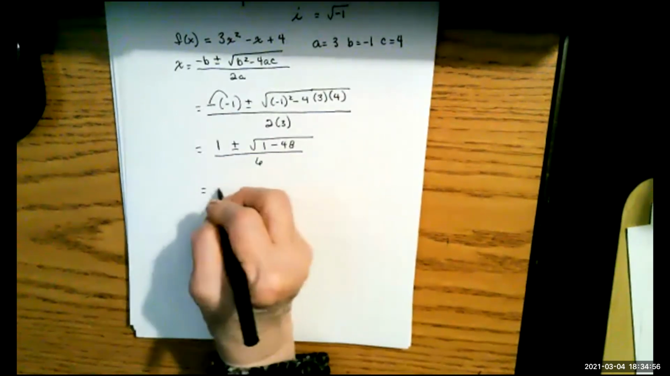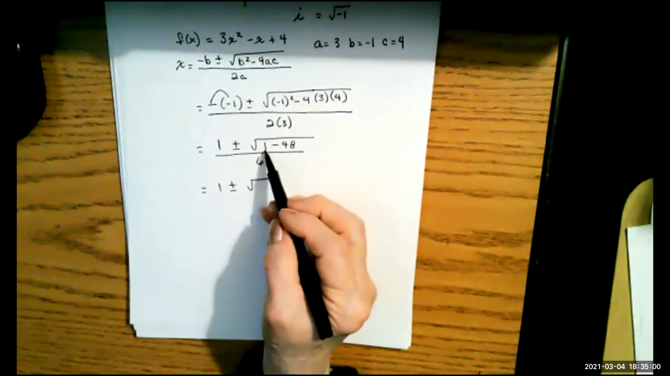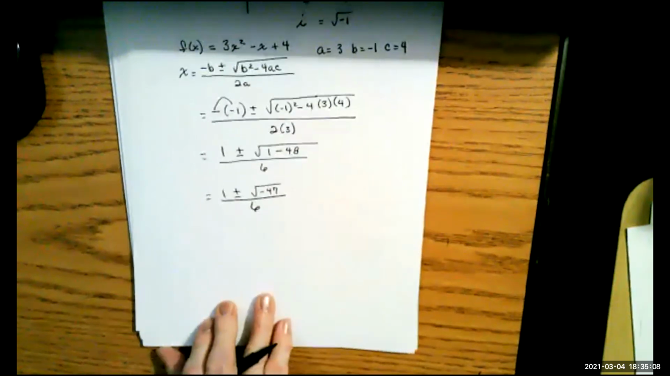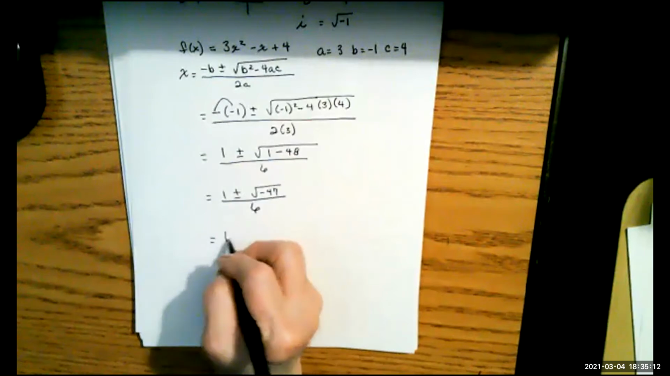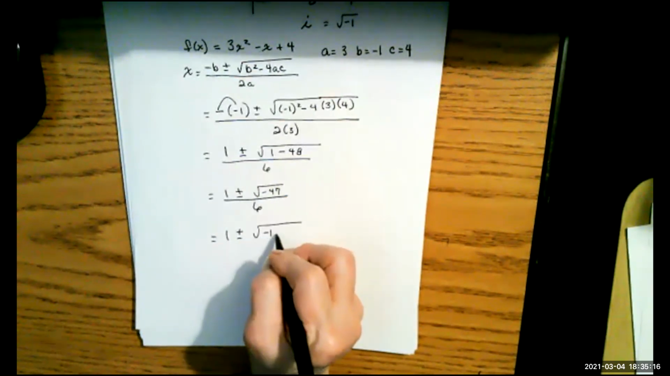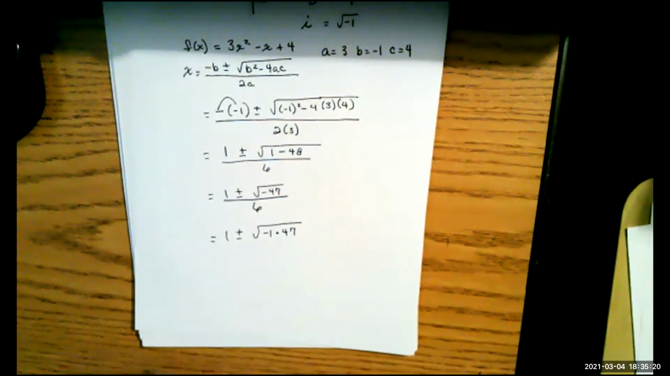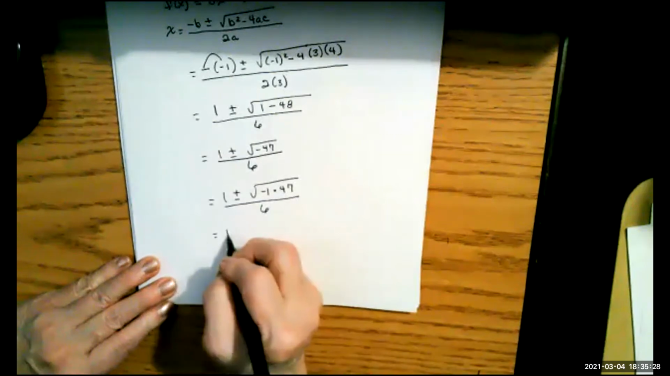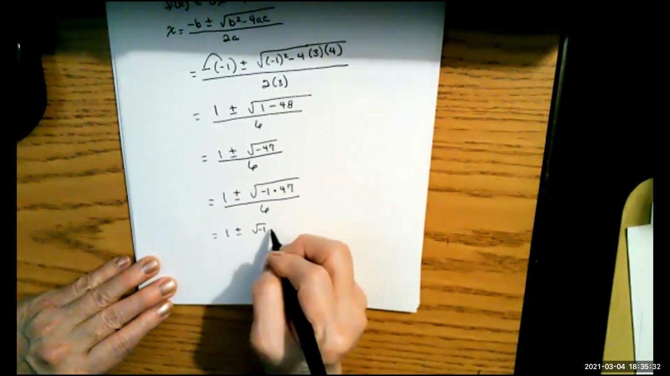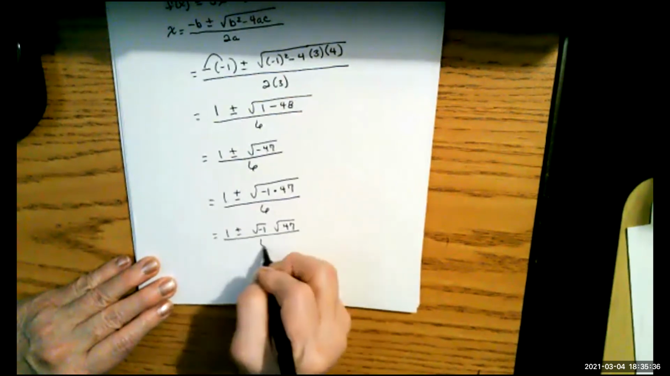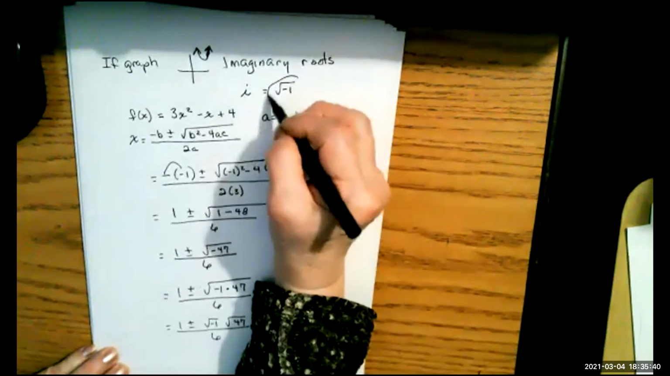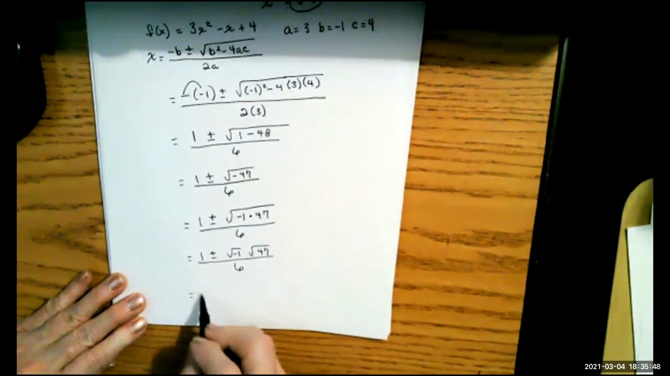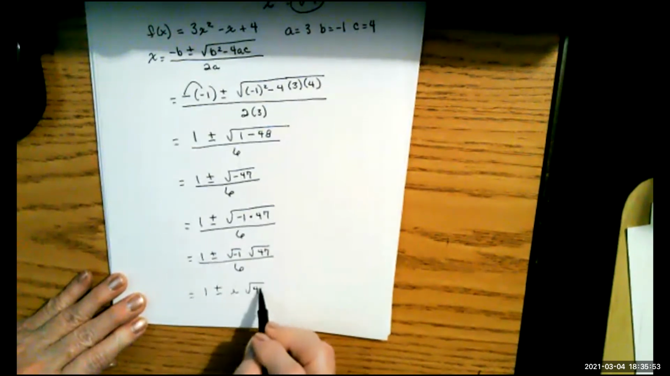Okay. Now I have 1 plus or minus, and I'm going to do the subtraction. 1 minus 48 is -47. See how I have a negative underneath the radical there? So I have this little trick I can do. 1 plus or minus the square root of -1 times 47. -1 times 47 would be that -47. Now I can break those up into 1 plus or minus the square root of -1 times the square root of 47 over 6. And I can remember now that the square root of -1 is i. So I can substitute in right there and have 1 plus or minus i times the square root of 47 over 6.